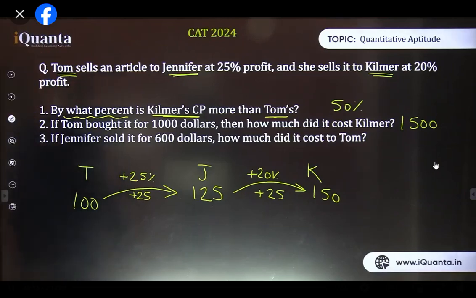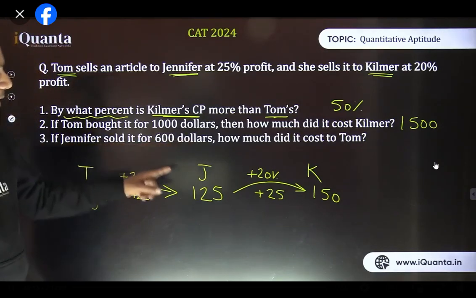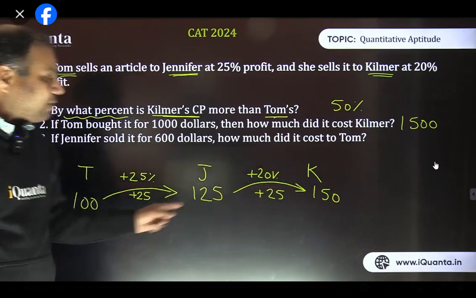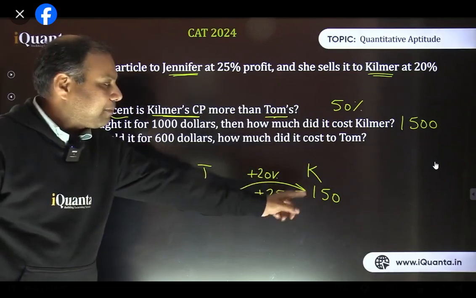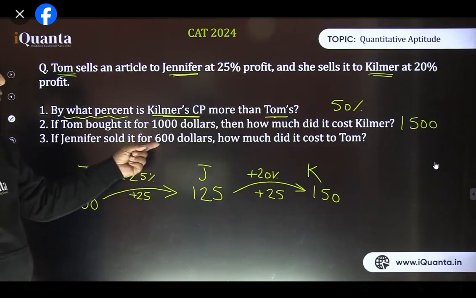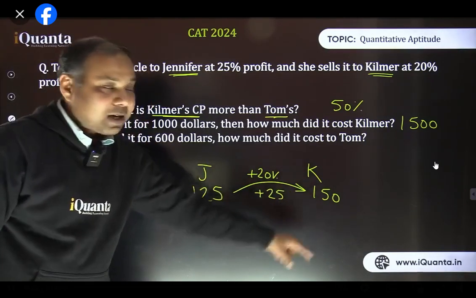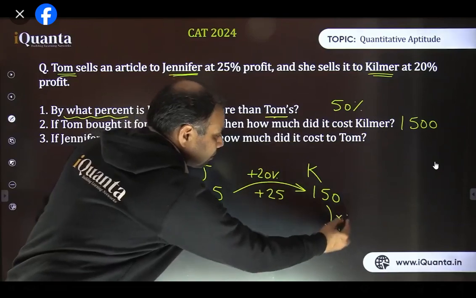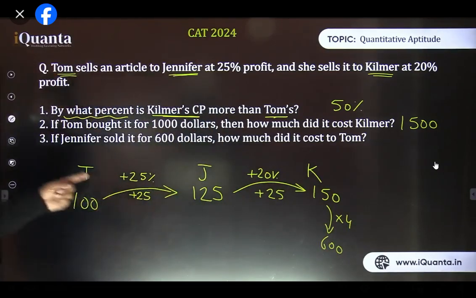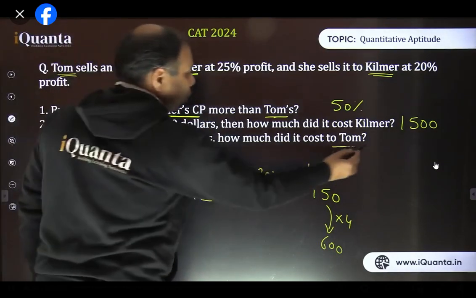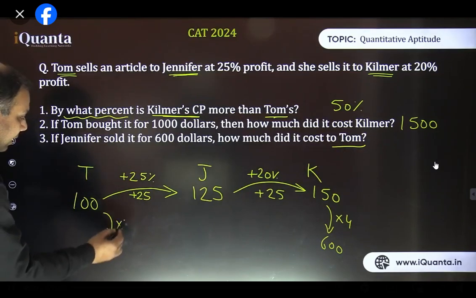And the final question: if Jennifer sold it for 600. Right now in these values, we have taken that Jennifer sold it for 150, right? But now it says Jennifer actually sold it for 600. So in place of 150, I need to do 600. That means I'm doing 4 times of it. So basically all the values will be 4 times. The question is how much did it cost Tom? So this also needs to be done 4 times. That makes it 400.